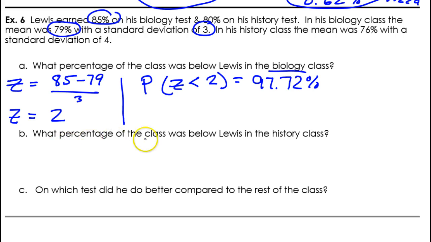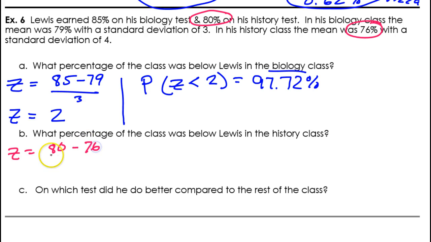Okay, part B. What percentage of the class was below Lewis in history class? All right, let me switch colors for history. Okay, z-score again. All right, so he got 80% on his history, so 80 minus. History class, the mean was 76, and the standard deviation was 4. What's the z-score, guys? 1.